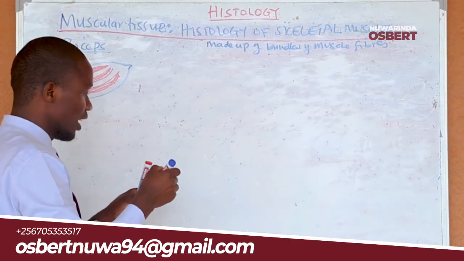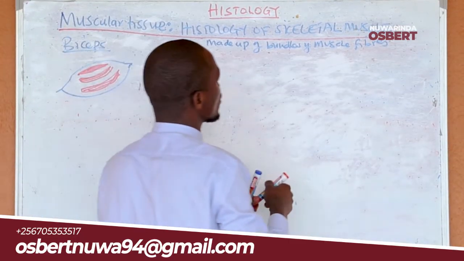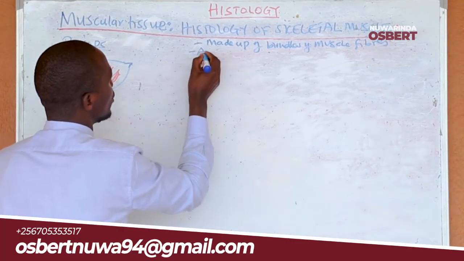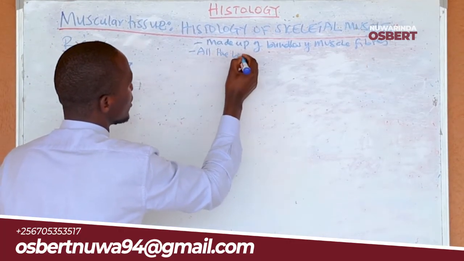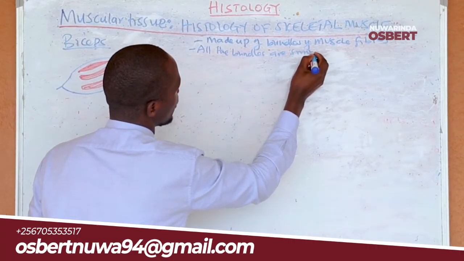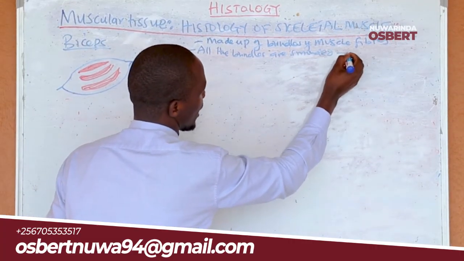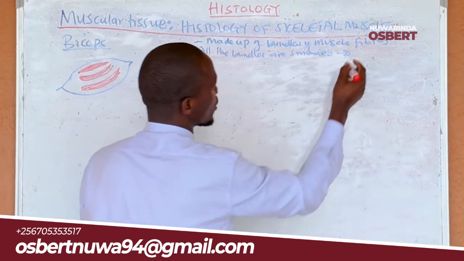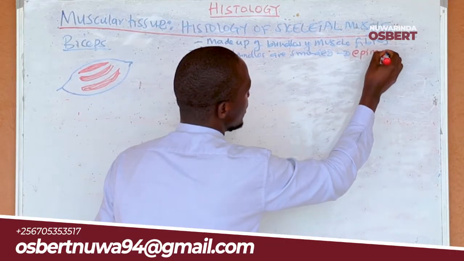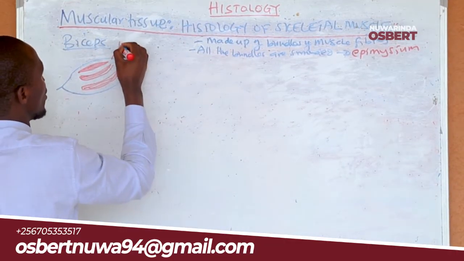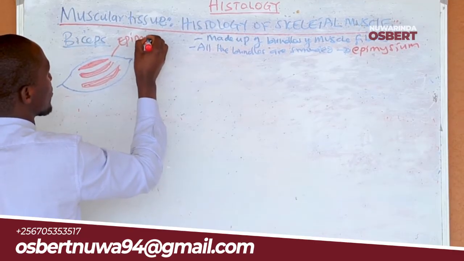And we are saying each of those bundles, all of them, all the bundles are surrounded by a membrane, and that membrane which surrounds all the bundles is called epimysium. So this membrane which is surrounding all the bundles is called epimysium.